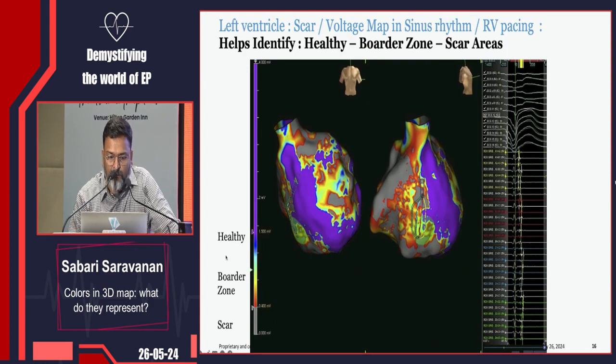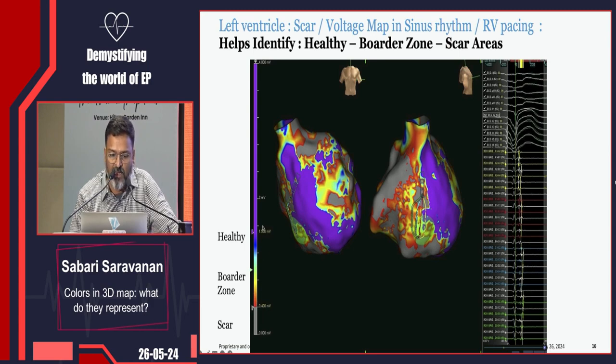If you see the blue or purple color, it is all healthy zone. If you see a gray color area, it will all be scar, and in between the gray color and the purple areas are your border zone areas. So that's what a scar map tells you. Whatever the map is, if you see the pattern over here, if it is in millivolt, then you are dealing with the scar map.